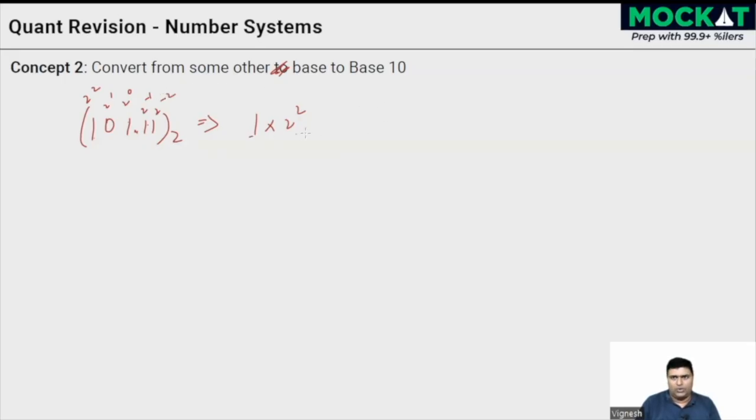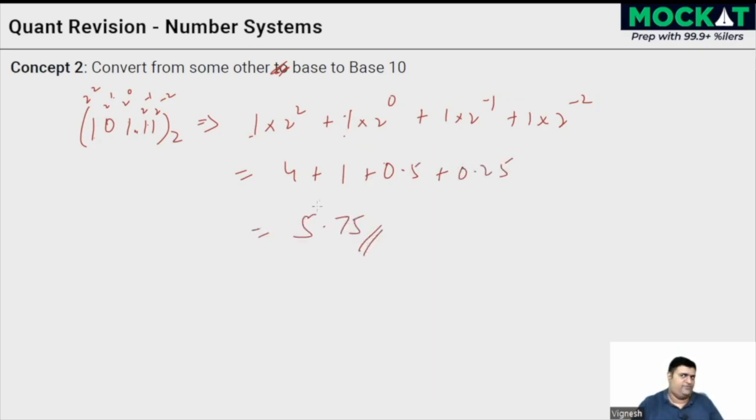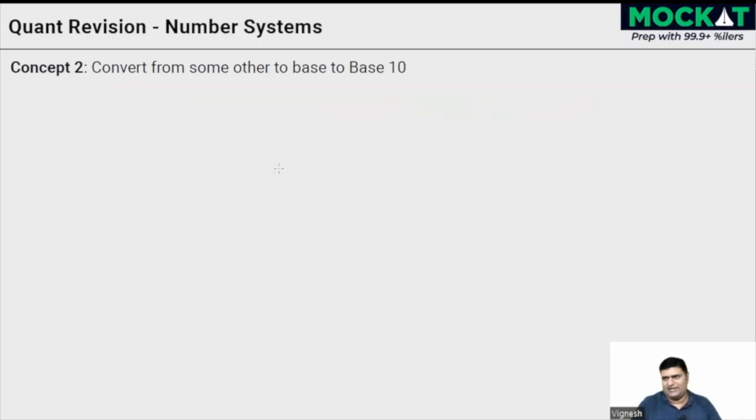That's it. 1 into 2 square plus 0 into 2 power 1. I don't need to write it. 1 into 2 power 0 plus 1 into 2 power minus 1 plus 1 into 2 power minus 2. This is going to give us 4 plus 2 plus 1, 1 into 1, plus 1 into 0.5, plus 1 into 0.25. And we get a value of 5.75. That becomes the answer. You could also have it with decimals.